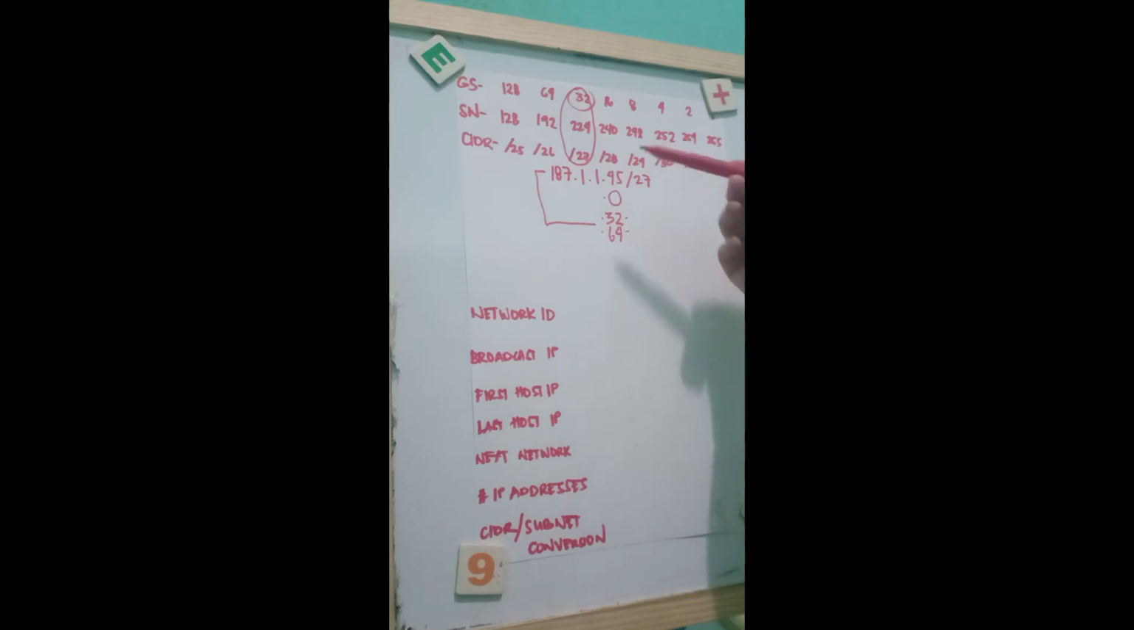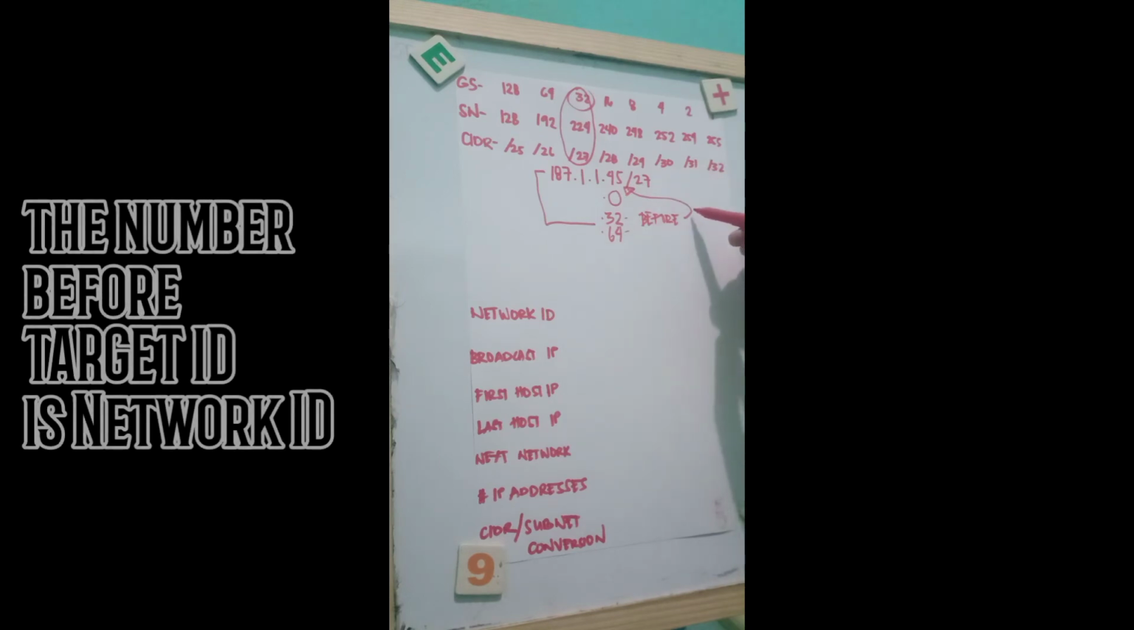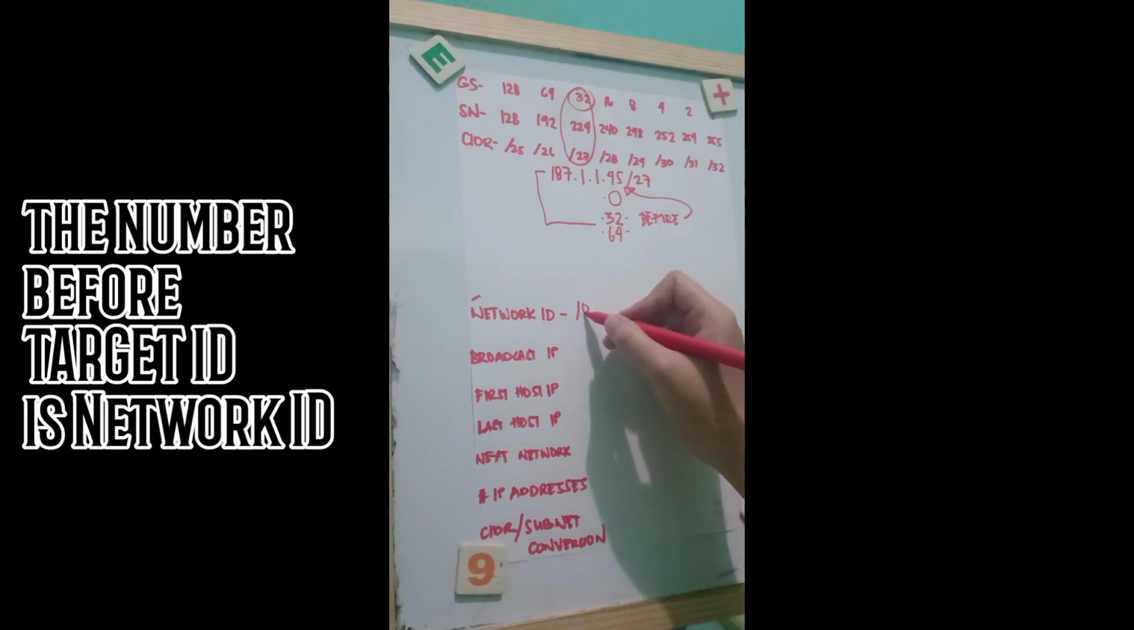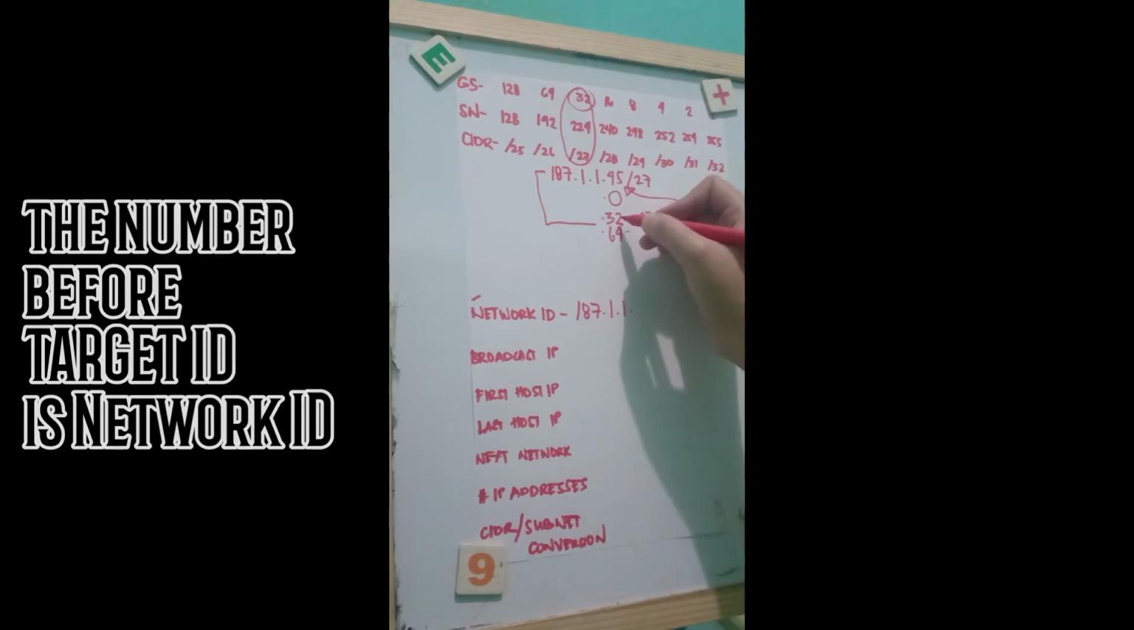Right here, this time we passed the target IP, between 32 and 64. Remember, that 32 is the number before the target IP, and the number before the target IP is our network ID. Therefore, our network ID is 187.1.1.32.